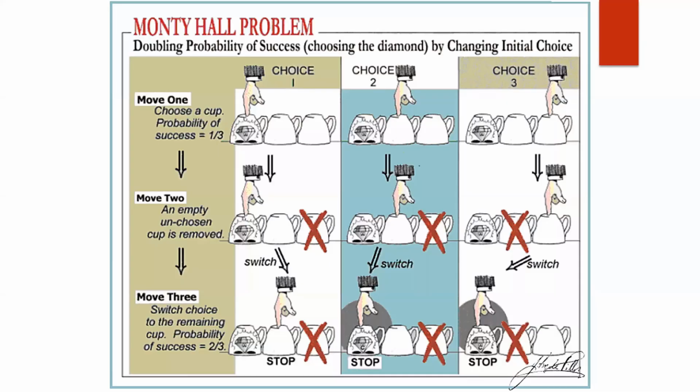Now, this next slide gives you a little illustration of how this probability works out. You can pause the video and kind of work your way through this to see if this is clicking with you. And this is using like a diamond under the cup.